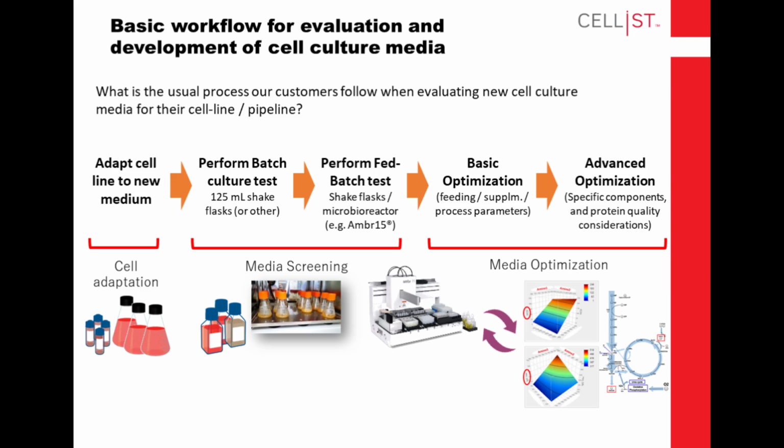Then there is batch and fed batch. Usually fed batch is directly examined. You don't have to actually do a batch culture first, but it's easier to select basal media and then select the feed which combines with it well. Then it follows to basic optimization of various things, for example, the feeding manner, different supplements and process parameters like pH and temperature shift, things that can increase the titer, the productivity.